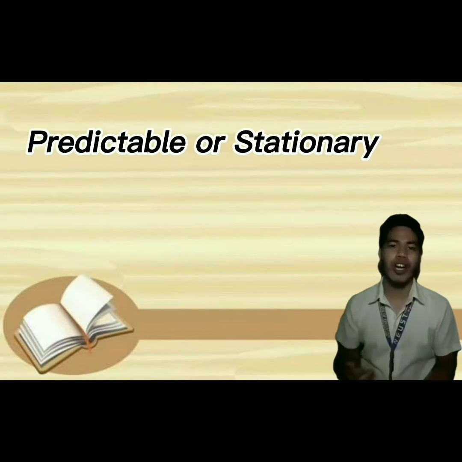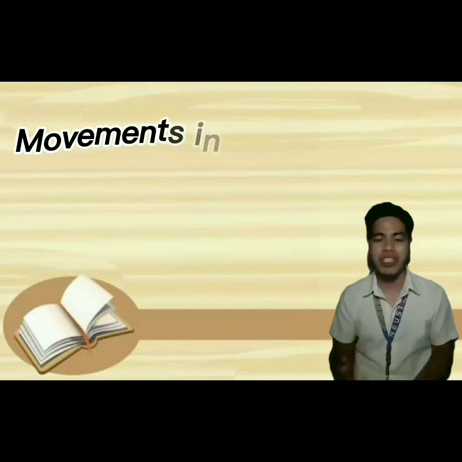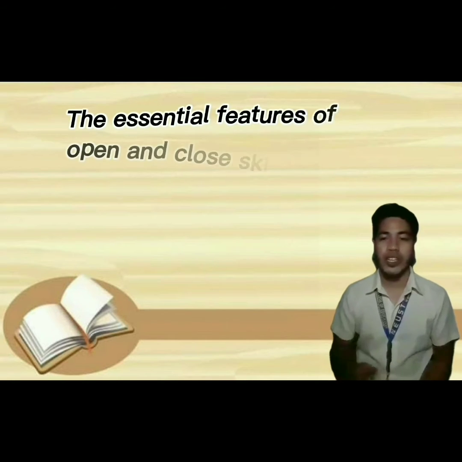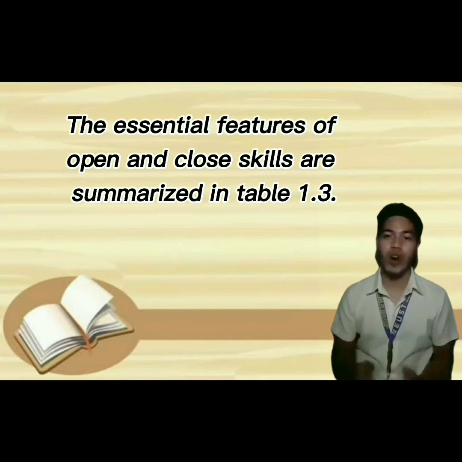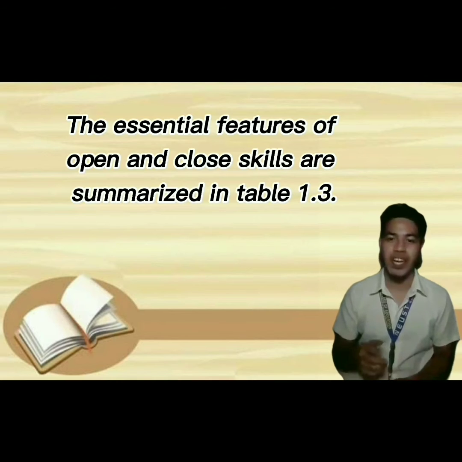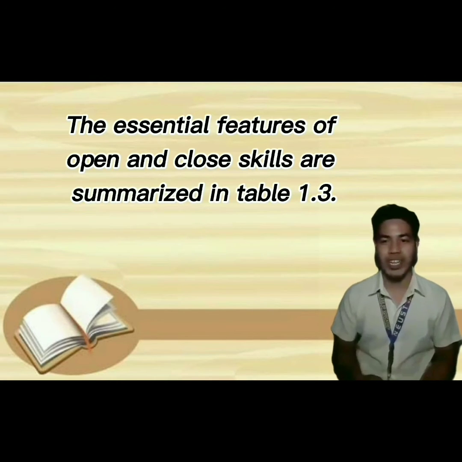While the other one is the closed skill, which is a skill performed in an environment that is predictable or stationary, and allows the individual to plan their movements in advance. So, the essential features of open and closed skills are summarized in Table 1.3.